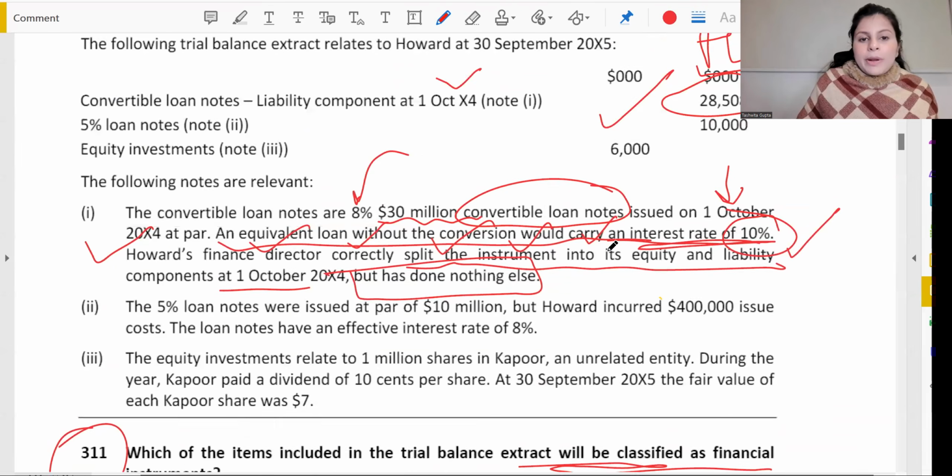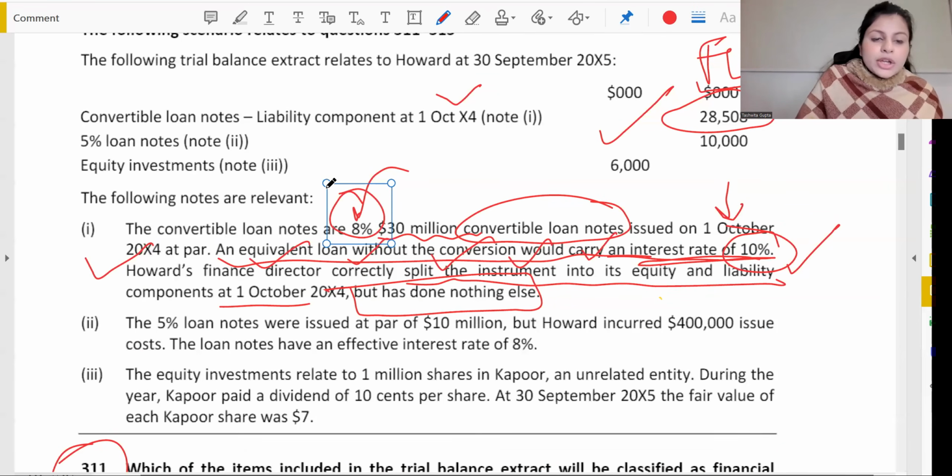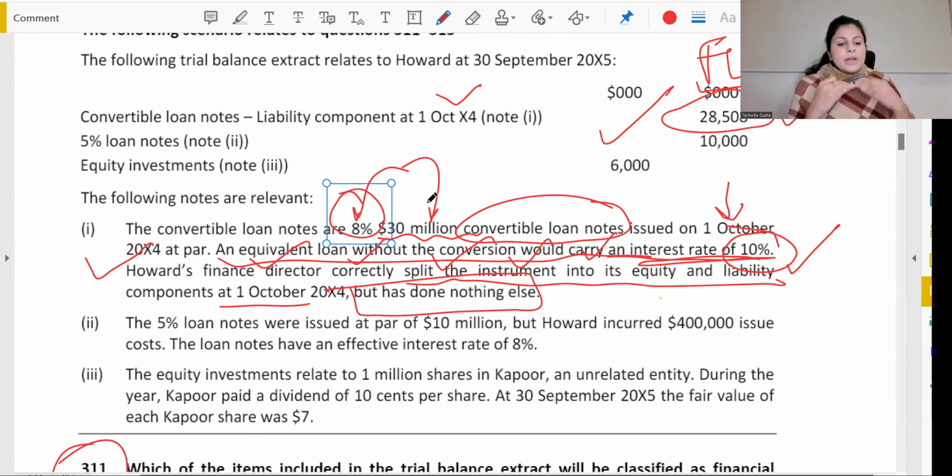How much cash am I receiving? Sorry, I'm paying cash at the coupon rate. So what is the coupon rate? 8%. Should I do 8% of this or 8% of this? How much cash are you paying? Cash payment is a fact. So factually, do you pay the cash on your estimate of the financial liability, or on the nominal value? It's an 8%, 30 million debenture. So am I paying cash on 30 million or on 28508? 30 million. Very good. We always pay it on nominal value.